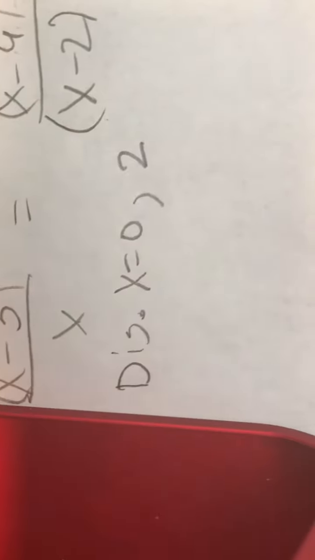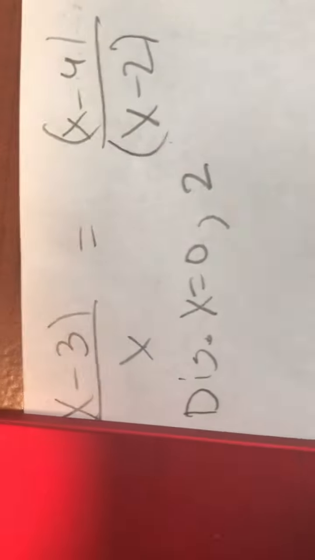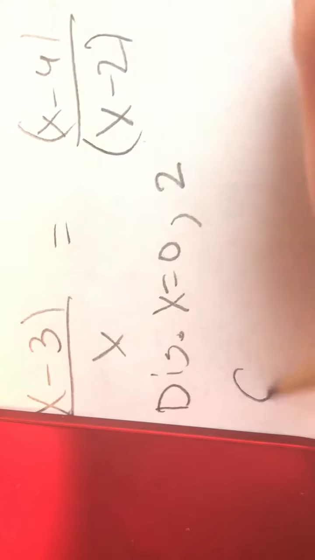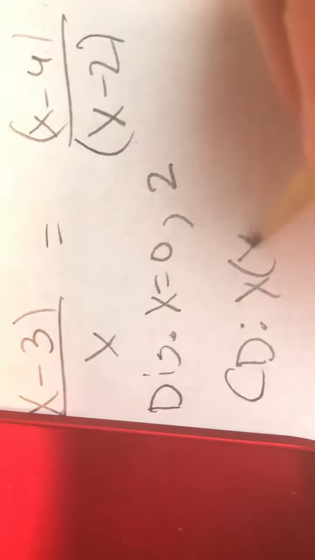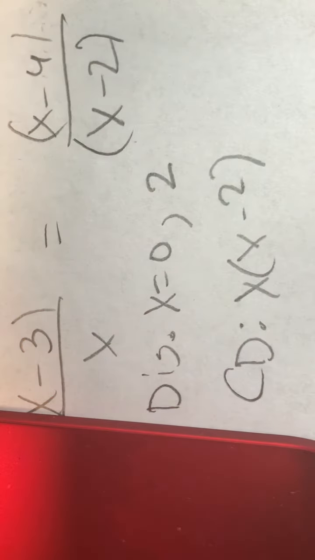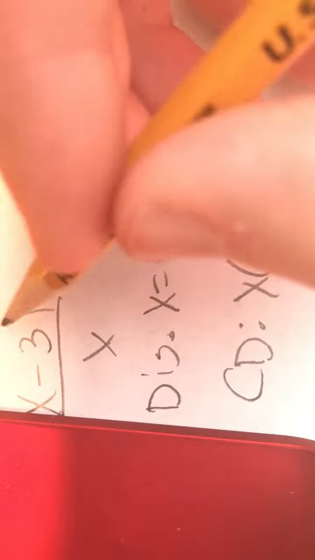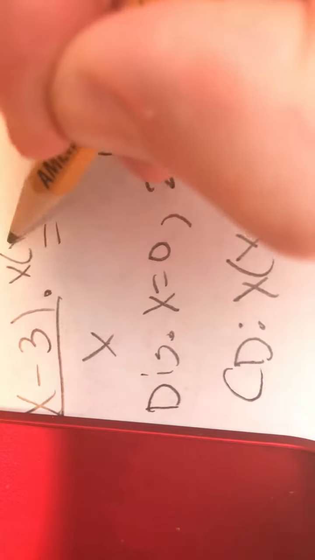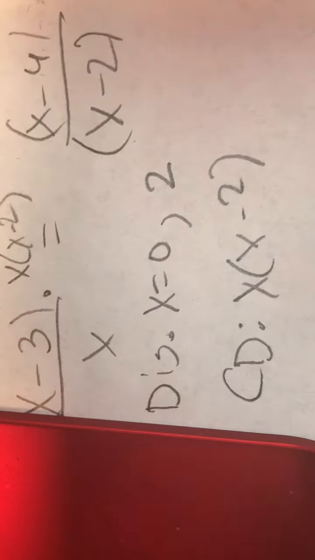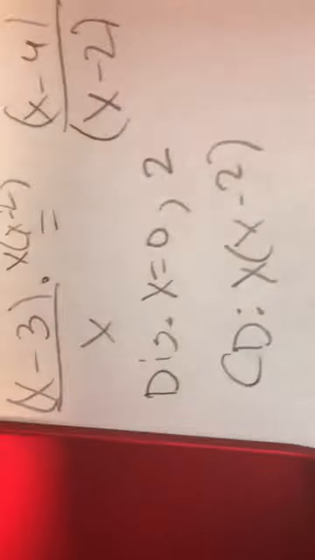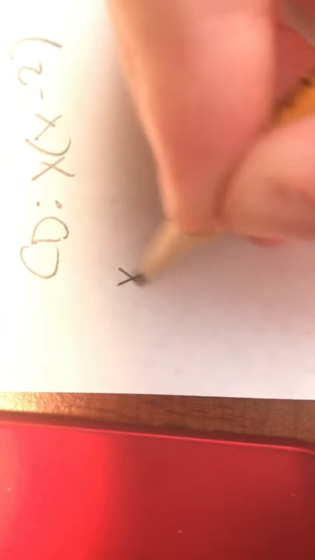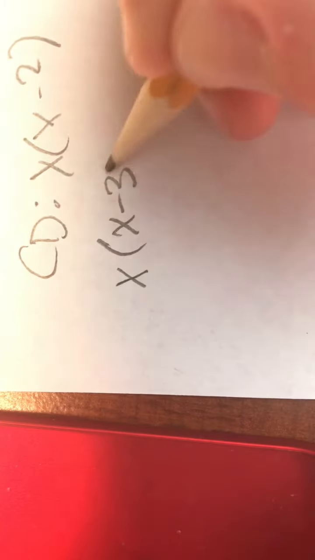Now let's identify the common denominator. The common denominator in this case is going to be x times x minus 2. Now we multiply each thing up top by x times x minus 2. From there, we're going to put it all together. I'll put the x out front. It's just going to make it easier to see.